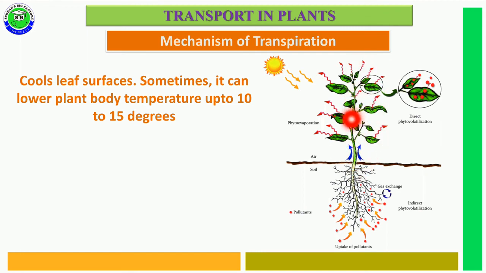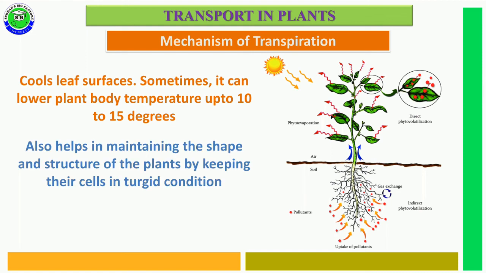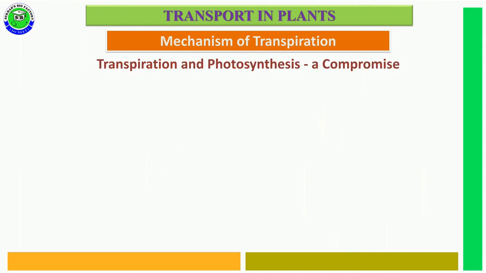Along with this, the entire plant body, more specifically leaf surface, cools when water is transported through its structure, and it reduces temperature by up to 10 to 15 degrees centigrade. Along with this, transpiration helps to maintain the shape and structure of plant cell by keeping their cells in turgid condition. These are the significance of transpiration.